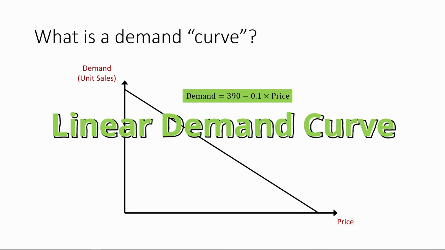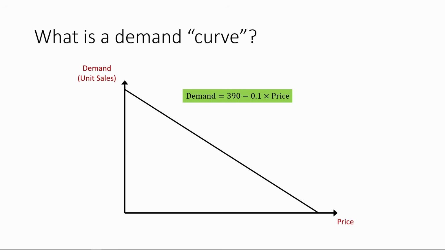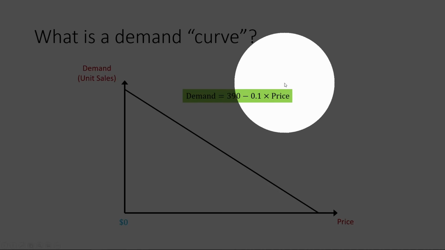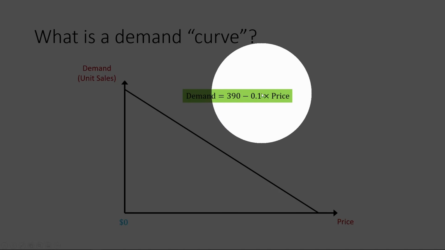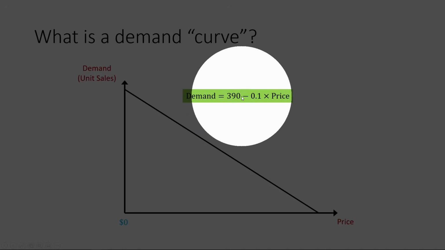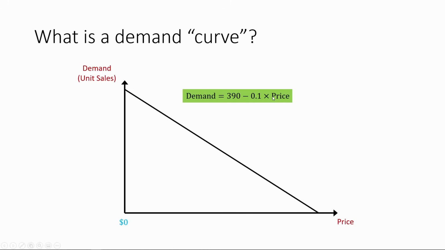And that is what we call a linear demand curve. Let's take a better look at what this demand curve implies. First, when price is 0, 0.1 times 0 is still 0, so it will be 390 minus 0. Which means when price is 0, demand is actually 390. It basically says the market size is 390. Even if you lower the price to 0, only 390 people are going to get the product.